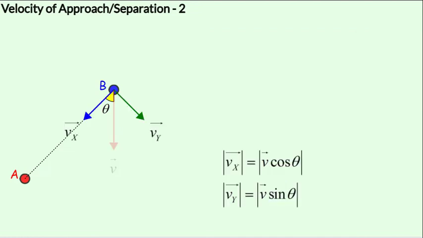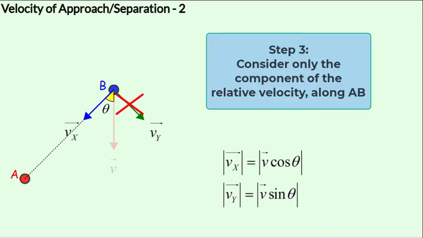Now we resolve the relative velocity vector into its components, one along the line joining A and B, and the other perpendicular to the line joining A and B. The magnitude of Vx will be v cos theta and of Vy will be v sin theta. And as we had done earlier, we will ignore this component which is perpendicular to the line joining A and B.